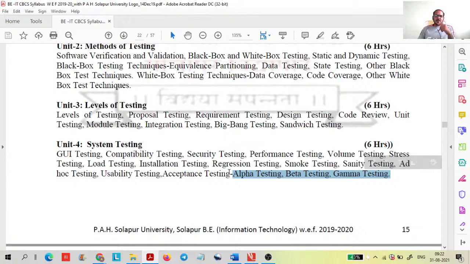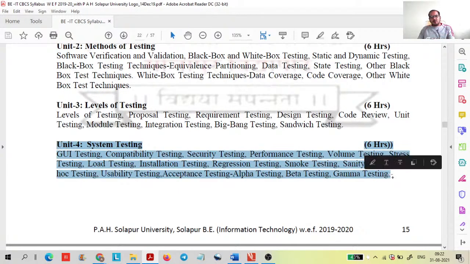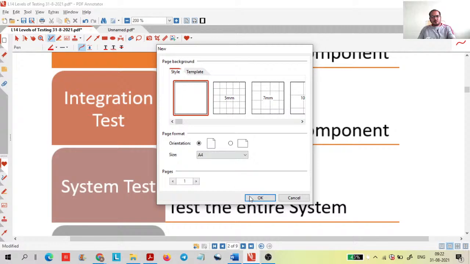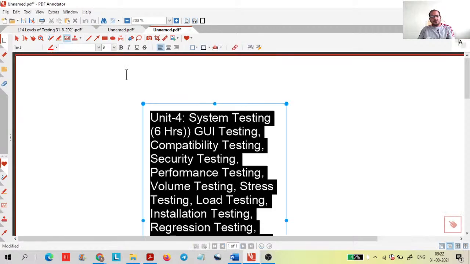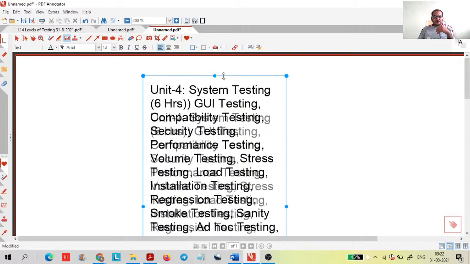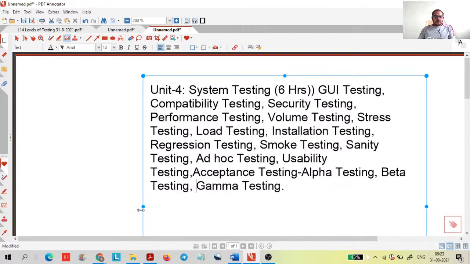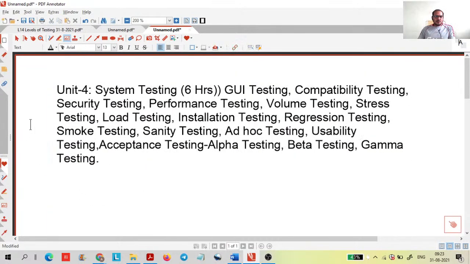These are the different levels or the different types. See, here they are categorized. System testing means it is the final, and final means it consists of both functional and non-functional testing. We'll cover all these things in this particular chapter.